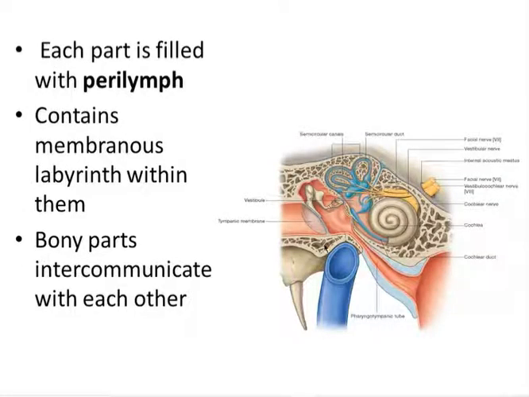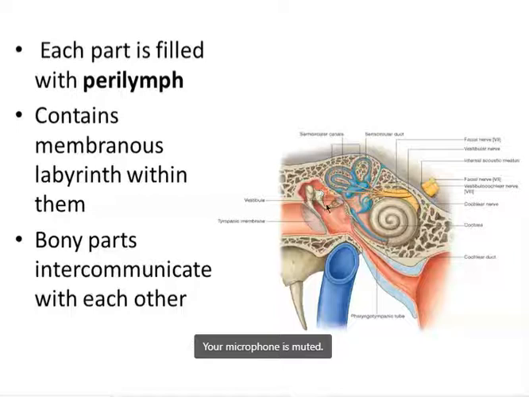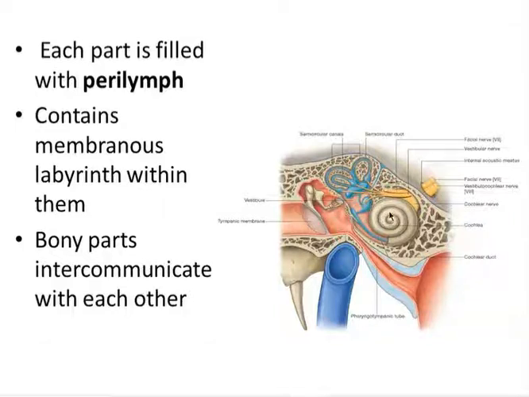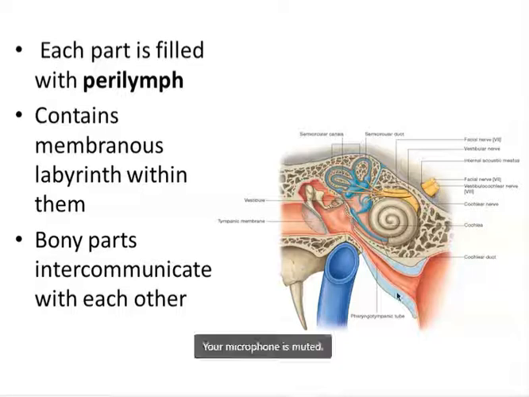Now, as you know, the middle ear cavity is filled with air, whereas the inner ear is filled with fluid. The outside bony labyrinth is filled with perilymph. So the fluid which is present within the bony labyrinth is known as the perilymph. You can see here the cochlea, vestibule, and the three semicircular canals. The different parts of the bony labyrinth intercommunicate with each other. That's how the fluid flows.